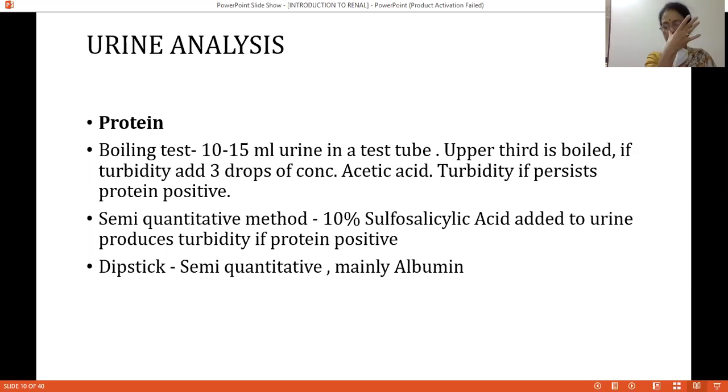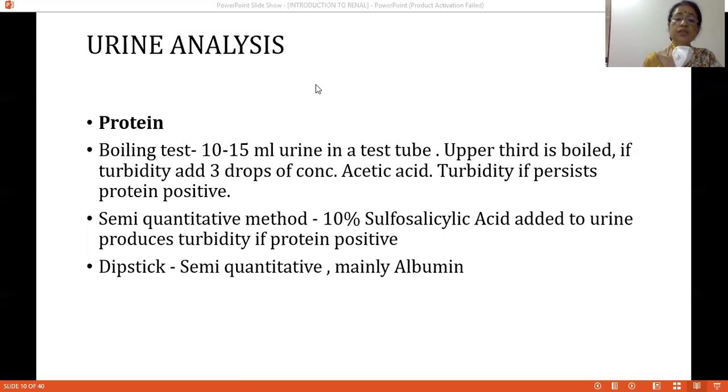The boiling test, all of you know, you have already done in pathology. You take 10 to 15 ml of urine in a test tube, then boil the upper third, and if turbidity is present, this may be due to either albumin or phosphate. Then you add 3 drops of acetic acid. After adding the acetic acid, if the turbidity persists, that means protein is positive. But if the phosphate dissolves in acetic acid, it is not protein.